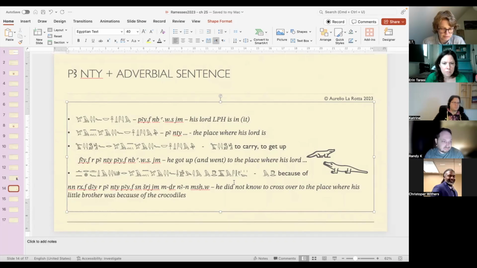Now you could also say he did not know how to cross over, or we could simply make it he wasn't able to. Because in several languages, not knowing how to do something is just the native way of expressing not being able to. In this case, it's the story of the two brothers, and after they had a fallout with each other, the younger one is on the other side of the river. There's lots of crocodiles in between, so that's why the elder brother cannot get over, which is described in this sentence.